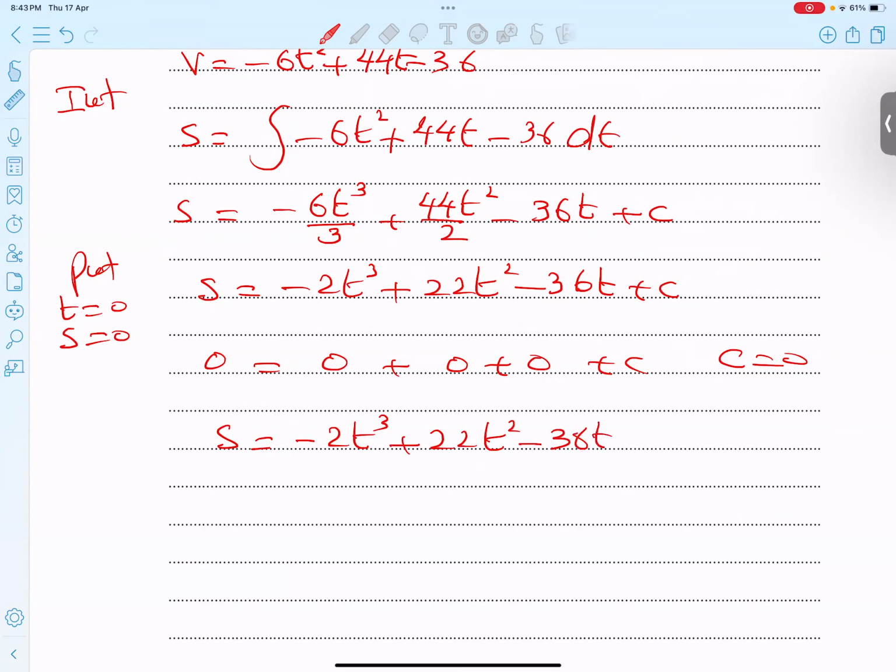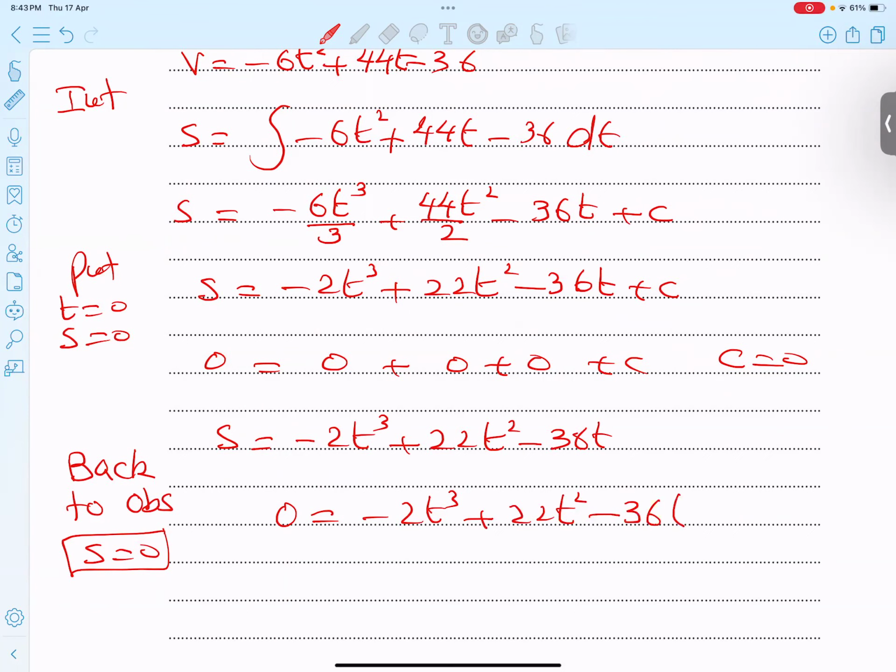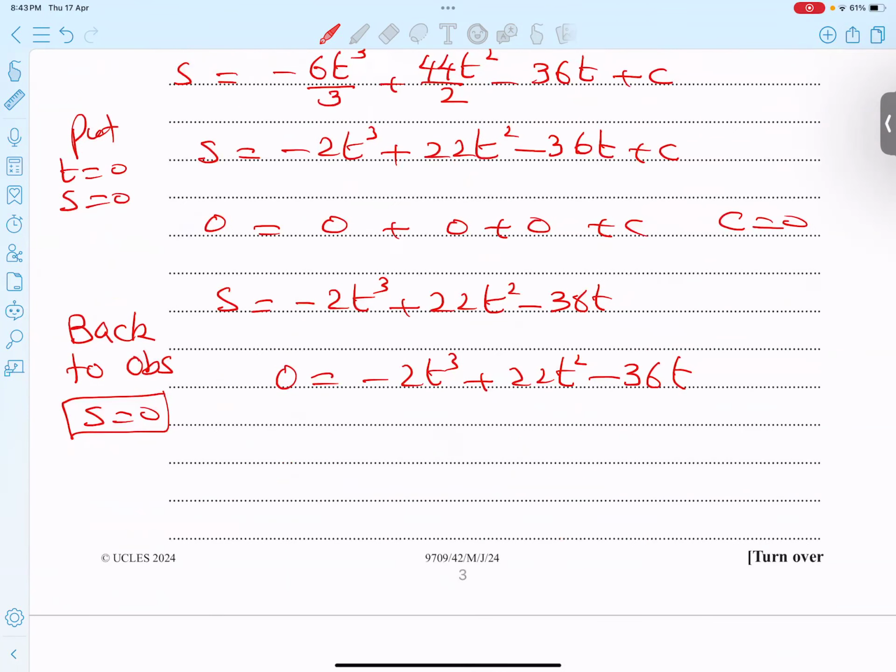But I have to plug in back to O, or back to observer, so displacement I have to put equal to 0. So when I plug in 0 here, students, I will take negative 2t common, and if I take negative 2t common, I get t squared minus 11t plus 18. So t cannot be 0, that's gone.